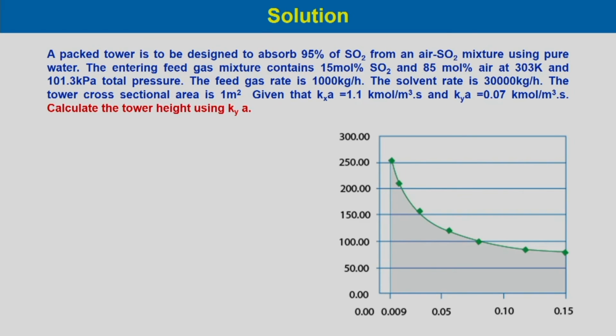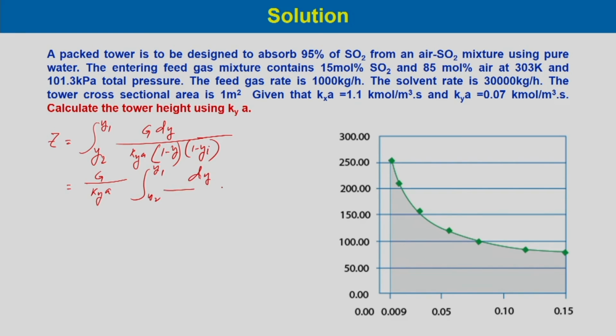Now, we can plot with the equation we know for calculating the height of the tower: Z is equal to the integral from y2 to y1 of G dy divided by Ky a into (1 minus y) into (1 minus yi). So, Z equals G by Ky a, integral y2 to y1, dy by (1 minus y) into (1 minus yi).